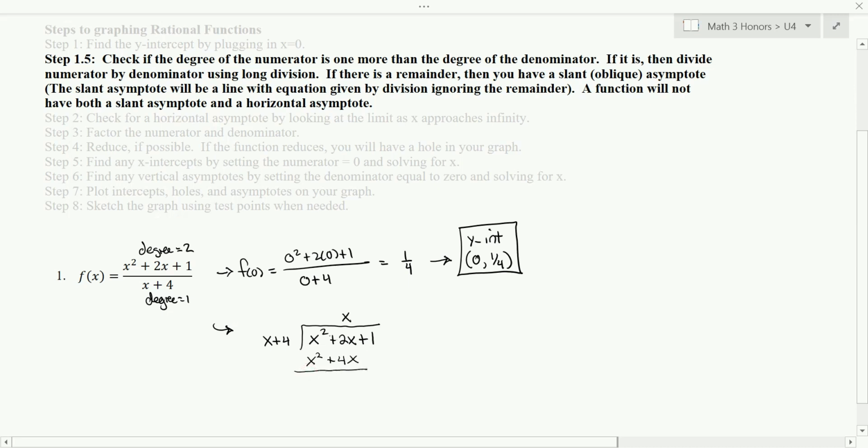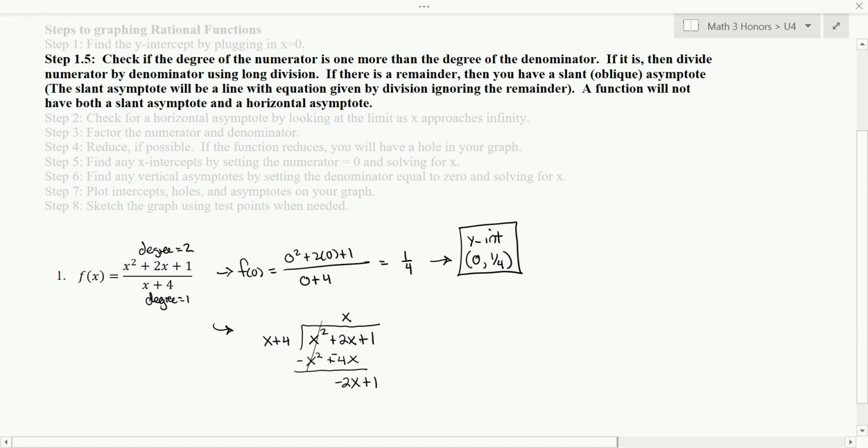And we're going to subtract those, but the nice way to subtract them is to change the signs and add them. We get negative 2x plus 1. And then one more time. If the degree of the numerator is 1 more than the degree of the denominator, it's just going to be a two-step process. It won't be a very long division. It'll just be a short long division, all right?